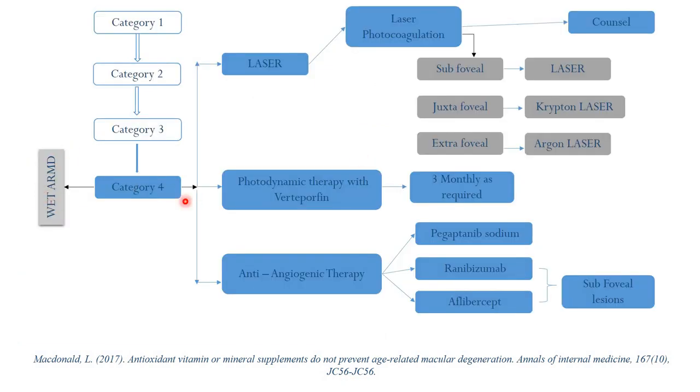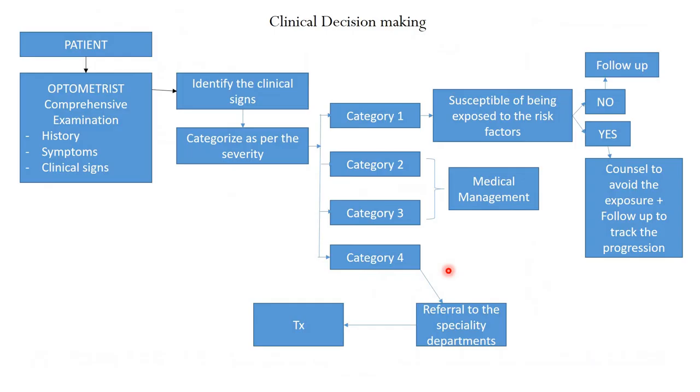Category 4 is a wet one, which needs a surgical or laser intervention. In case of a laser, you give laser photocoagulation at these junctions, and these are the different locations where different lasers are used for better results. The second option is photodynamic therapy, which you have to give every 3 months, and then the anti-angiogenic therapy. So you might have to go with injections for a better treatment.